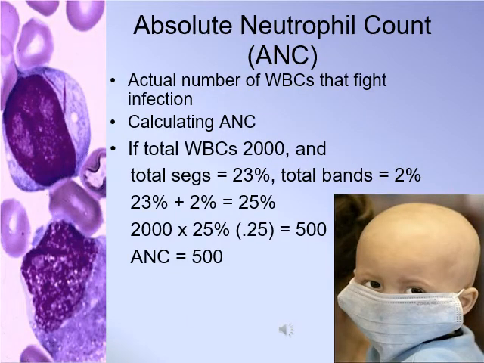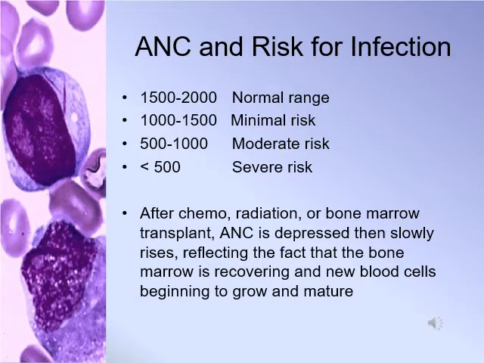So you do not need to memorize how to calculate the absolute neutrophil count. This is just showing you that we're looking at the mature neutrophils, which are the segs, and the immature neutrophils, which are the bands, and they're calculating this out. Again, we talked about that absolute neutrophil count being very, very important to determining the real risk of infection. It is determining the total number of white blood cells that are able to fight. And here are the numbers.